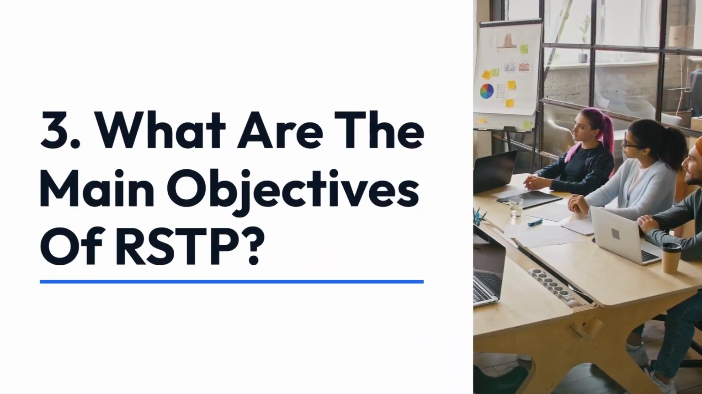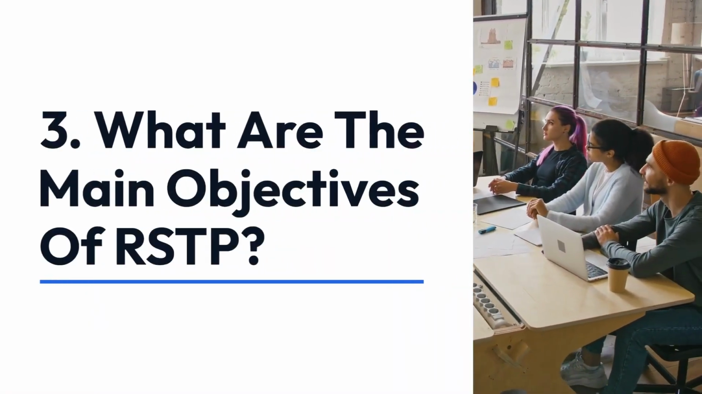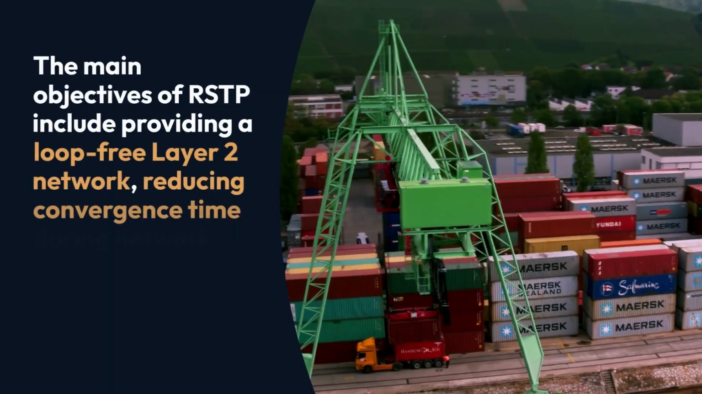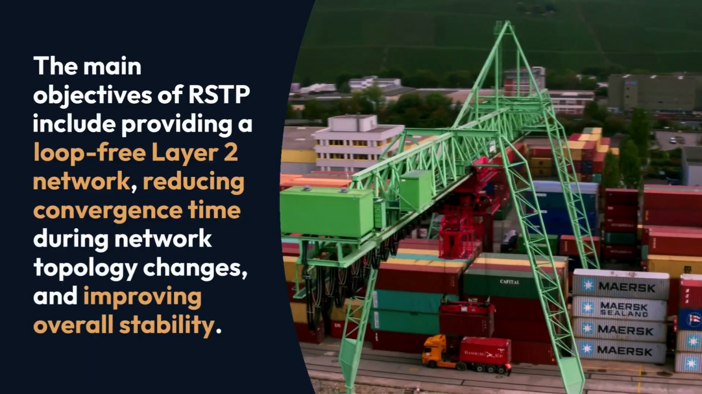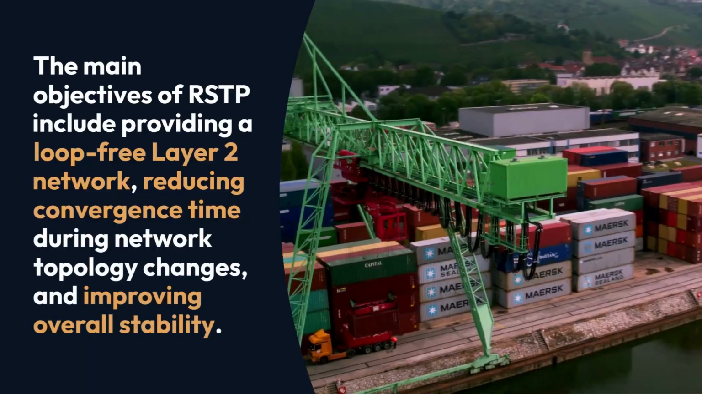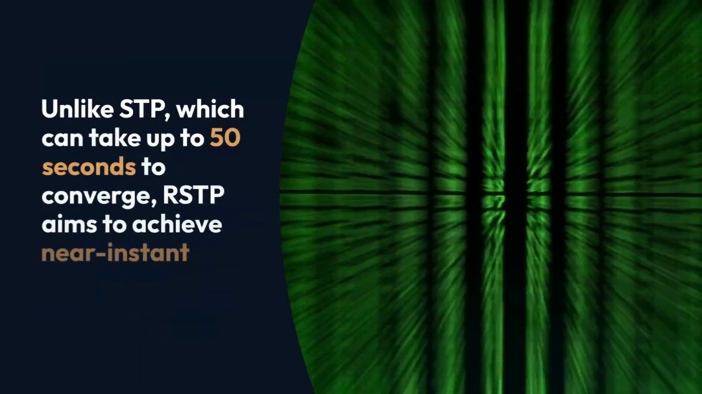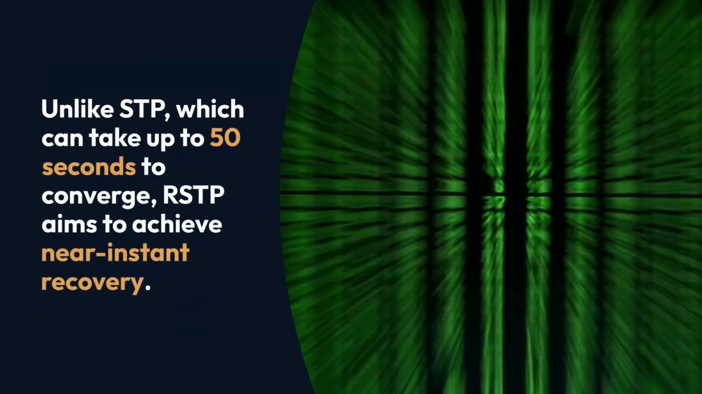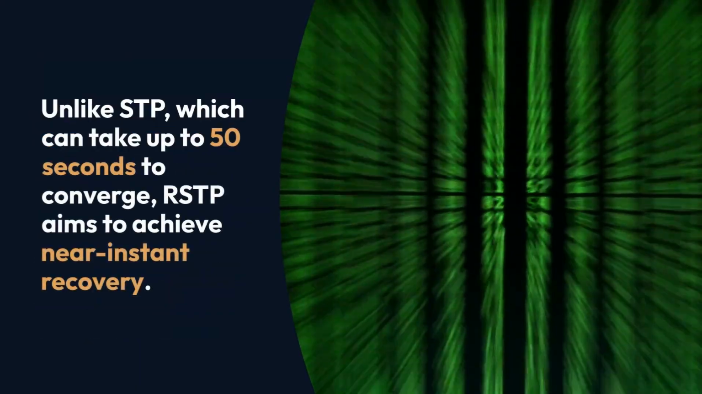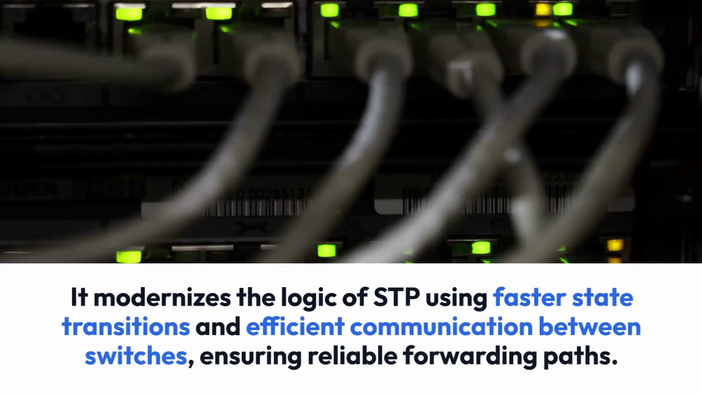3. What are the main objectives of RSTP? The main objectives of RSTP include providing a loop-free Layer 2 network, reducing convergence time during network topology changes, and improving overall stability. Unlike STP, which can take up to 50 seconds to converge, RSTP aims to achieve near-instant recovery. It modernizes the logic of STP using faster state transitions and efficient communication between switches, ensuring reliable forwarding paths.